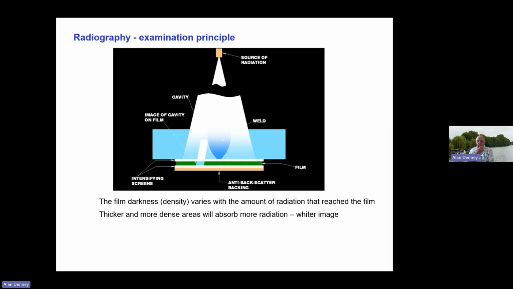Now, this is a kind of negative process. The darkness of the film locally depends on how much radiation hits it. So the more radiation which hits the film, the darker it gets. If you've got a defect there, it creates a void.